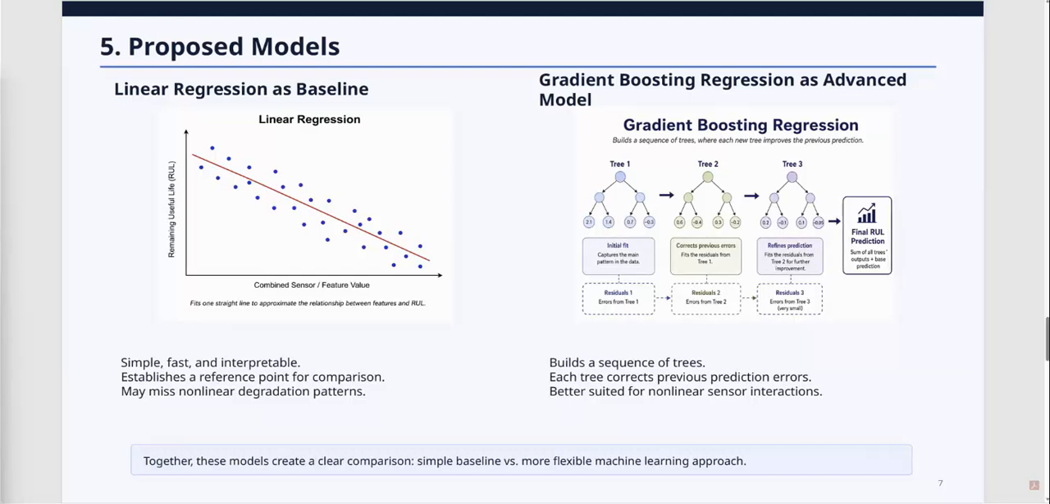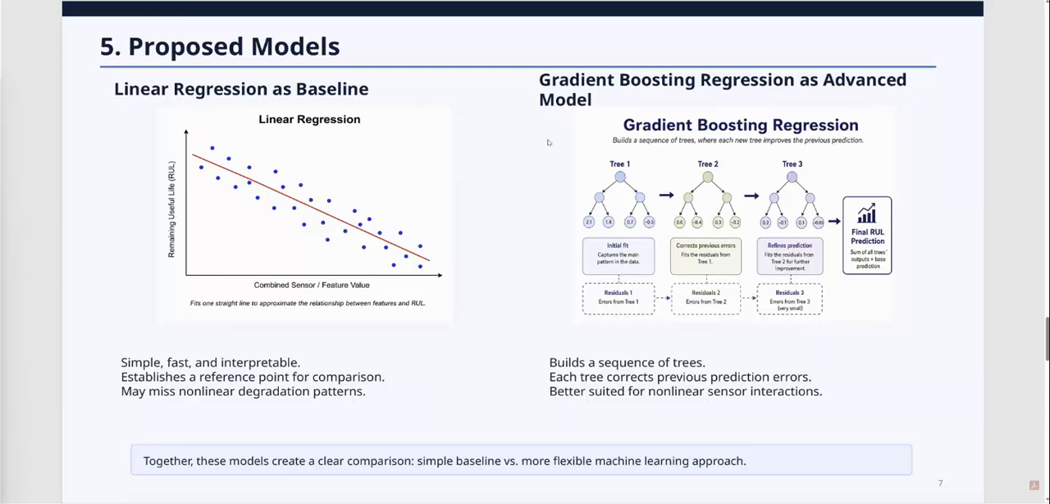The main advantage of linear regression is interpretability. It is easy to understand, fast to train, and useful for identifying basic relationships between sensor values and engine degradation. However, jet engine degradation is often nonlinear, so linear regression may not capture complex interactions between multiple sensors. Therefore, it is used mainly as a starting point for comparison.